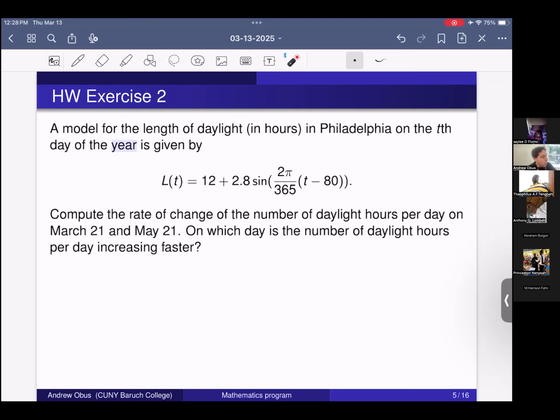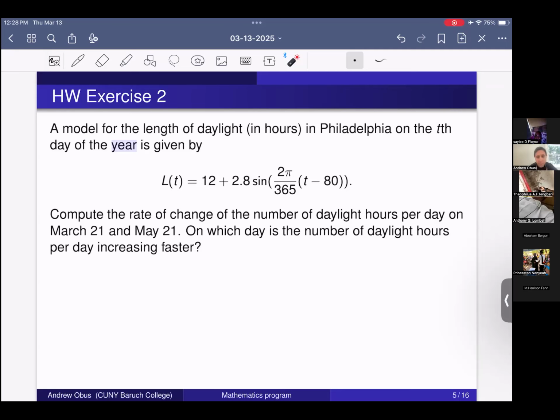We want to compute the rate of change of the number of daylight hours per day on March 21st and May 21st. So basically, how many more hours of daylight are we getting each day? In my rough mental calculation, being familiar with Philadelphia since I lived there for 5 years, in March each day you get about another 1 to 2 minutes of daylight. And in May, it's somewhat less than that, less than 1 minute of daylight. This is what I think.